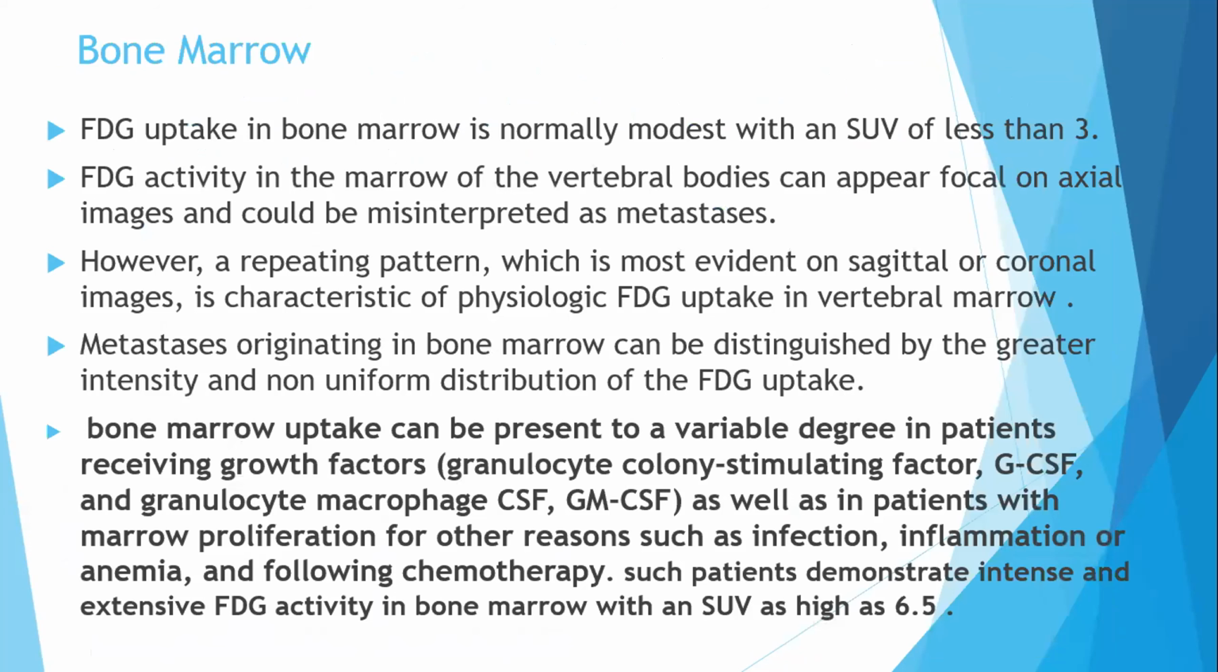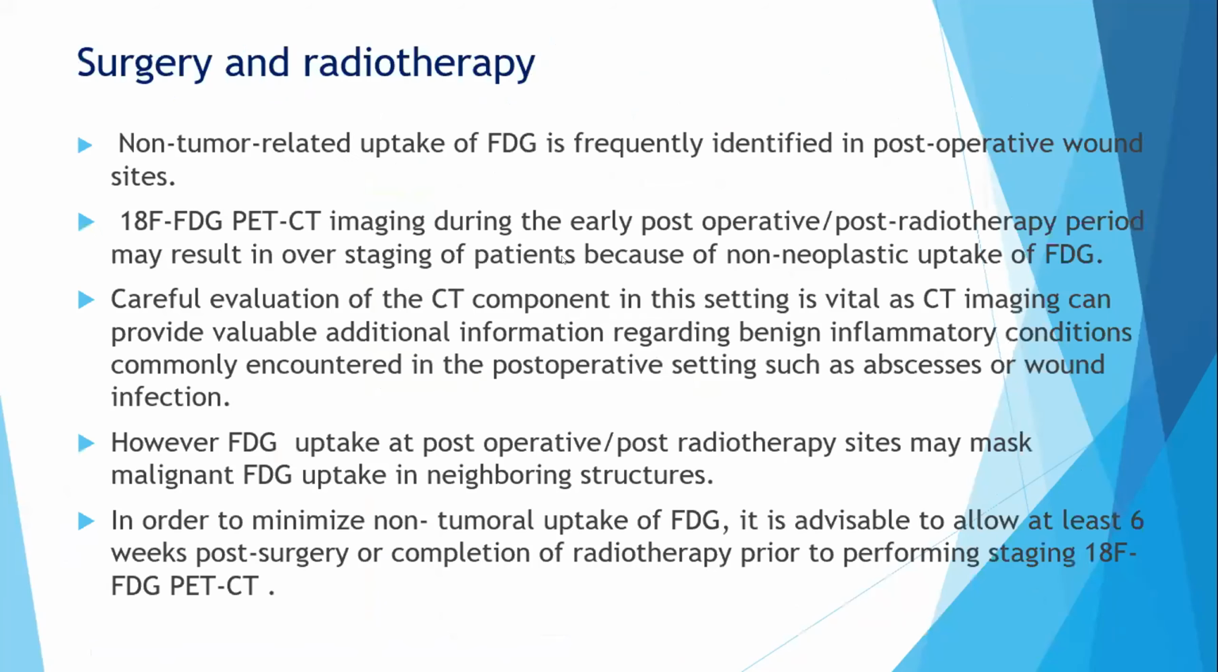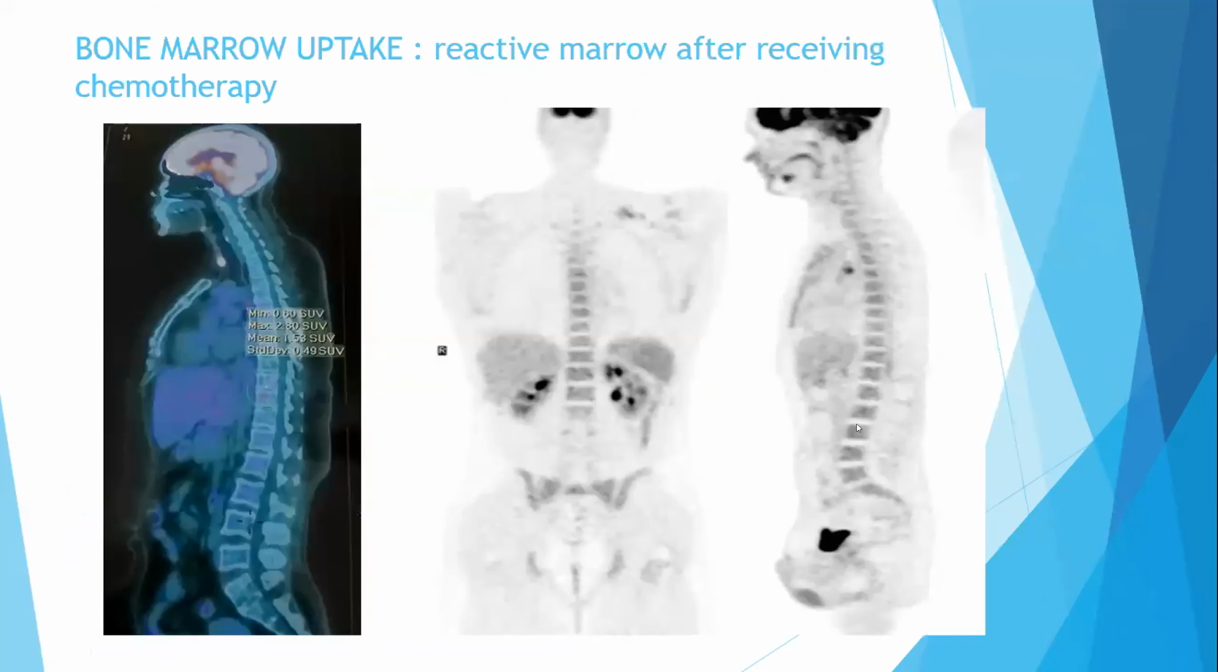Bone marrow uptake may happen, but in patients who are receiving granulocyte colony stimulating factor, or due to infection, inflammation, or anemia, it may be intense. So we should interpret this after a serial assessment of the sagittal and coronal views.